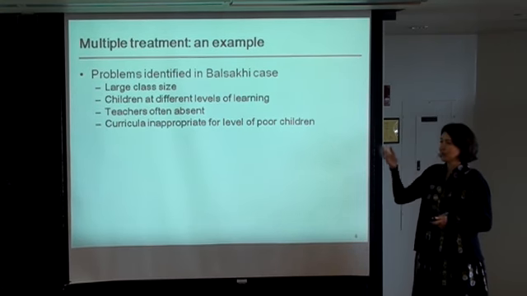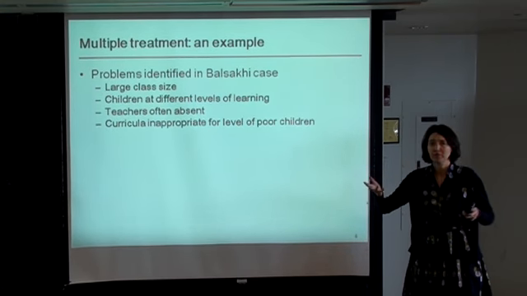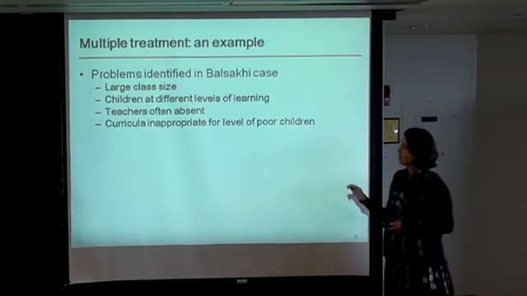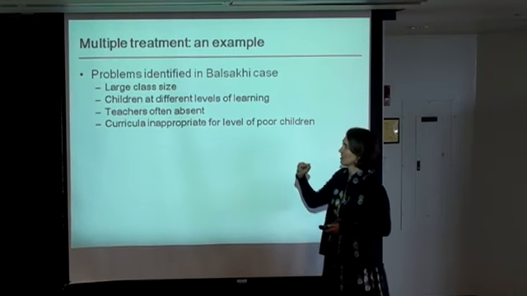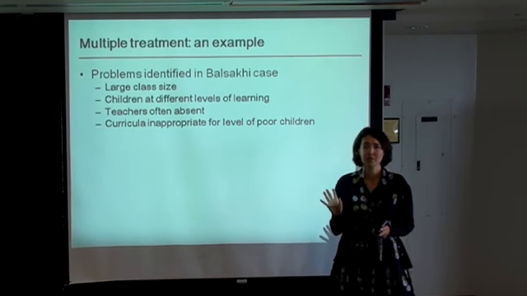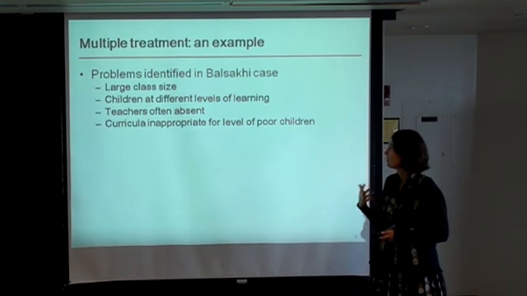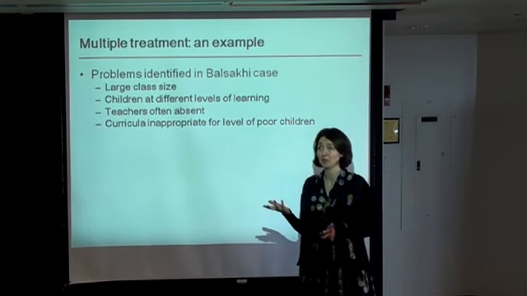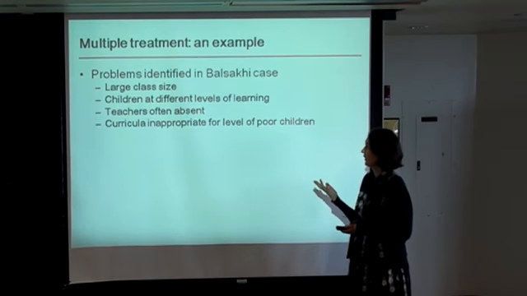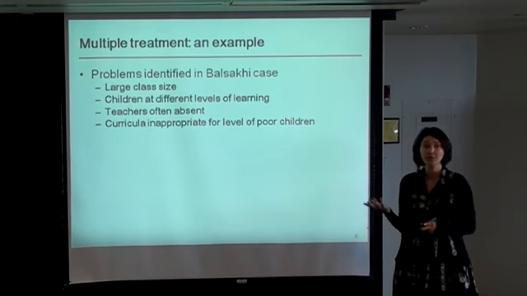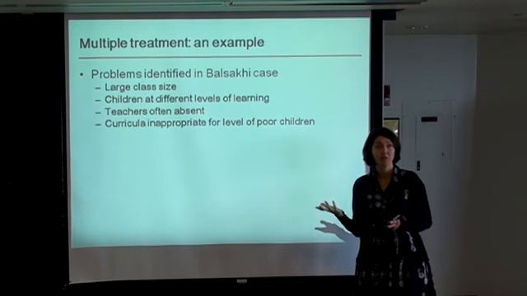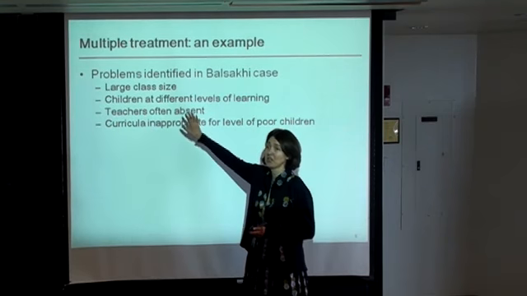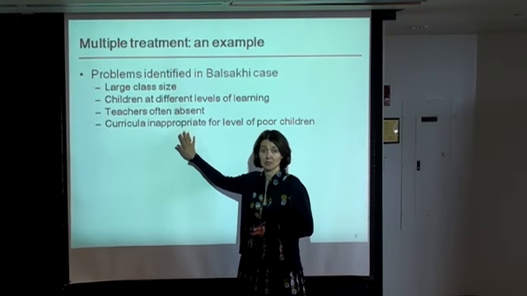So the fundamental issues, if we think about the needs assessment around Balsakhi, what were the problems in the needs assessment? Well, you had very large class sizes. You had children at different levels of learning. You had teachers who were often absent. And you had a curriculum that was inappropriate for many of the kids, particularly the most marginalized kids. This was urban India, with pretty similar problems in many developing countries.